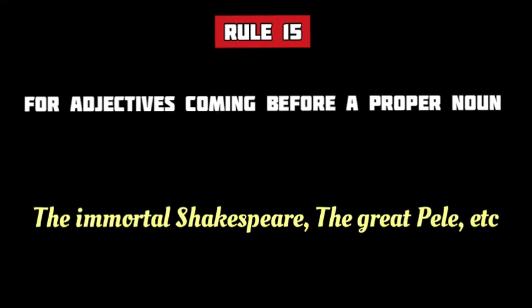Another important rule is that if an adjective comes before a proper noun, the must be used before such an adjective. The immortal Shakespeare, the great Pele, for example. Here Shakespeare and Pele are proper nouns. The adjectives immortal and great are coming before them respectively. So the definite article the is used before immortal and great.